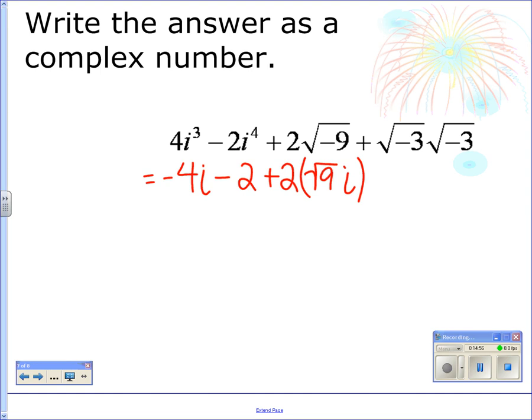What happens here? And then another square root of 3i. Any questions so far? Okay, so -4i minus 2. What happens to the square root of 9? 3 times 2. Any questions with that part? Okay. What happens over here? 3.